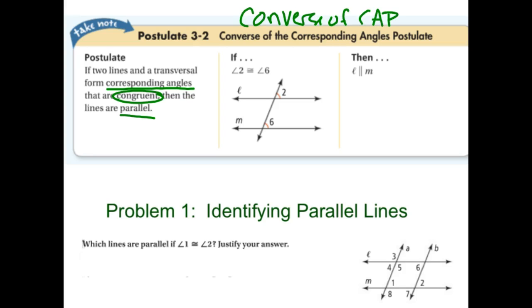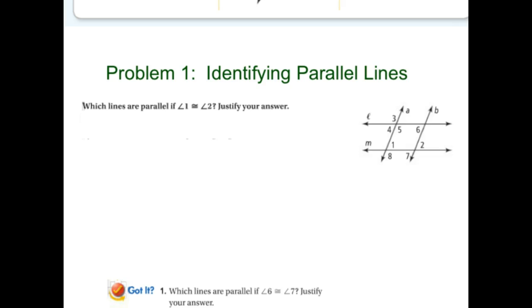So basically we can go from all those relationships we've been looking at, corresponding angles and such, and say that, well, if they have that relationship that I want, then my lines are parallel. And so here, we're actually going to maybe use that. It says, which lines are parallel if angle 1 is congruent to angle 2, justify. So here we have angle 1 and here we have angle 2.